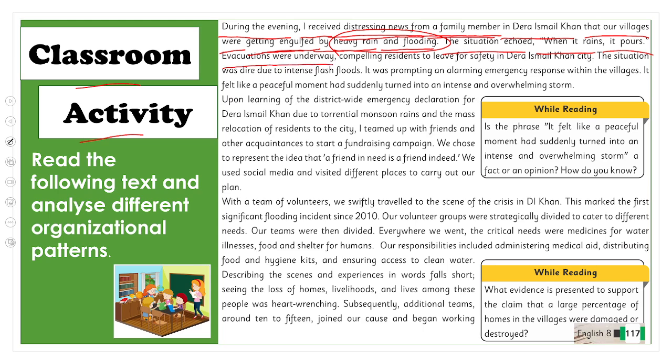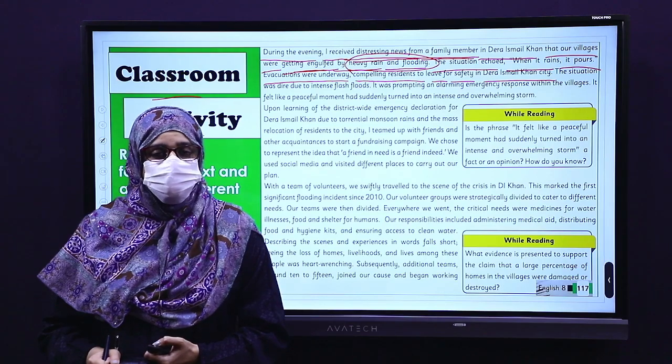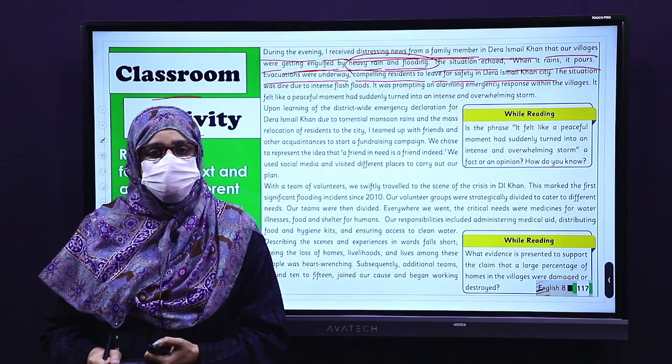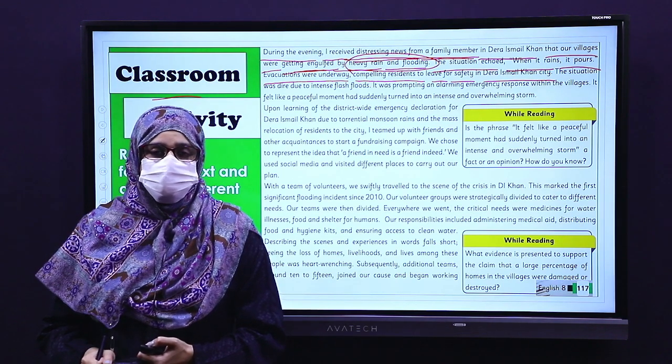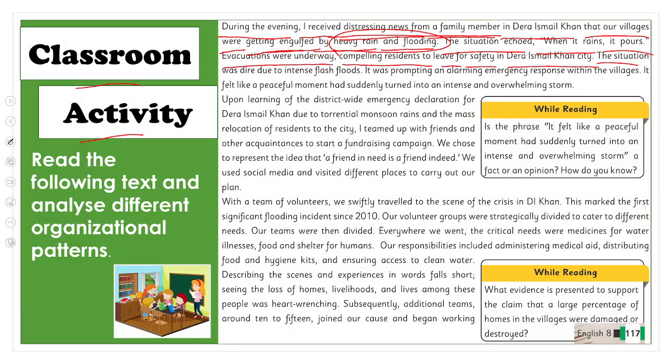Evacuations were underway, compelling residents to leave for safety in Dera Ismail Khan city. Again, you can see the cause and effect organizational pattern. What is the cause? Again, heavy rain or flooding, and what is the effect? The evacuation of the villagers of Dera Ismail Khan. The situation was dire due to intense flash floods. It was prompting an alarming emergency response within the villages. It felt like a peaceful moment had suddenly turned into an intense and overwhelming storm.